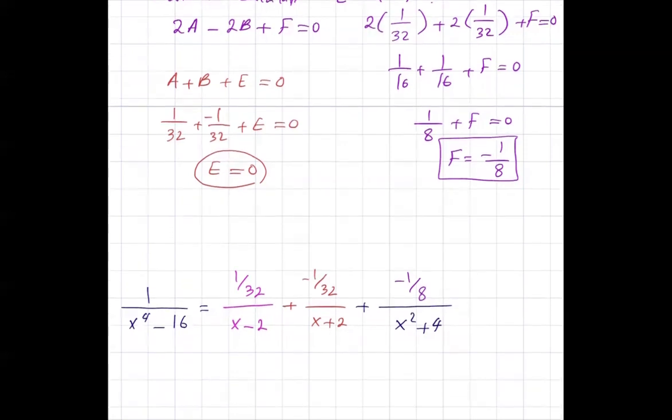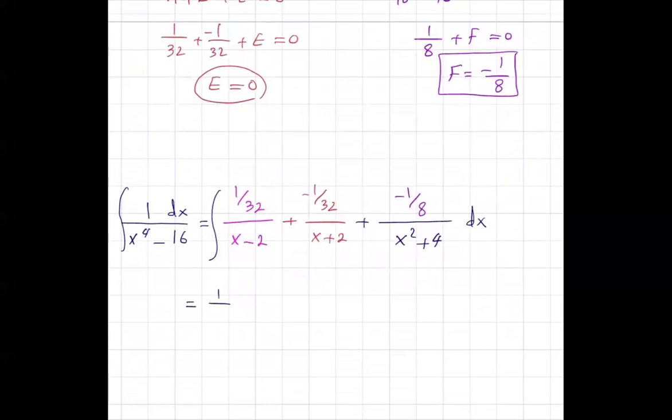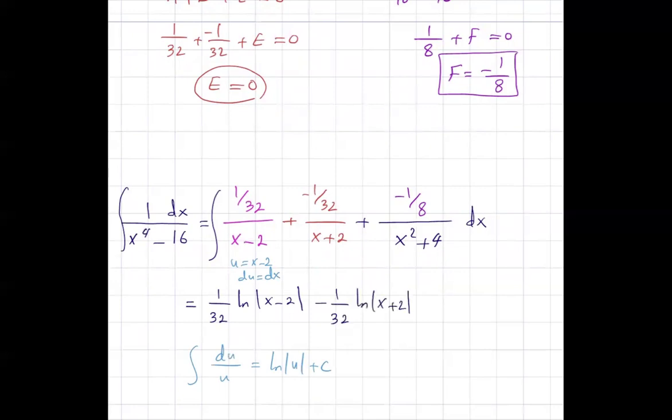Now let us take the integral. The integral of 1 over x to the 4 minus 16 dx is equal to the integral of 1 over 32 times x minus 2, plus negative 1 over 32 times x plus 2, minus 1 over 8 divided by x squared plus 4. Perfect. So the first integral is 1 over 32 ln of absolute value of x minus 2. Remember that the integral of du divided by u is equal to ln of absolute value of u plus C. When you take u to be x minus 2, du is just dx. The same for the second integral. We get negative 1 over 32 ln of absolute value of x plus 2.